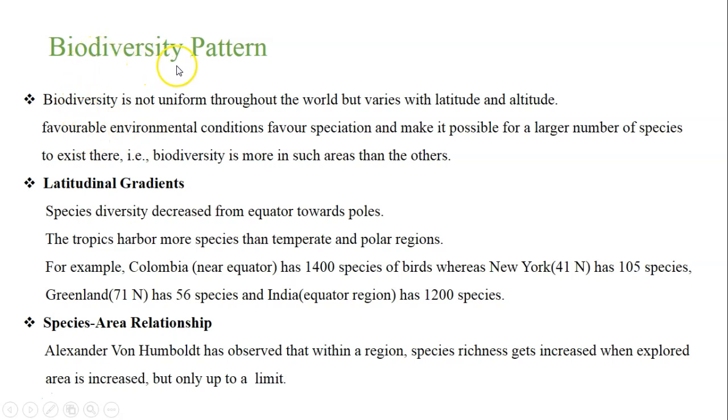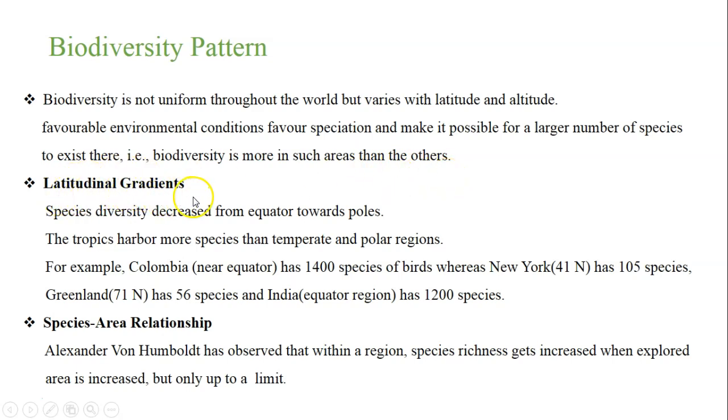So now we are going to see the biodiversity pattern. Biodiversity is not uniform throughout the world but varies with latitude and altitude. Favorable environmental conditions favor speciation and make it possible for a larger number of species to exist there. That is, biodiversity is more in such areas than in others.